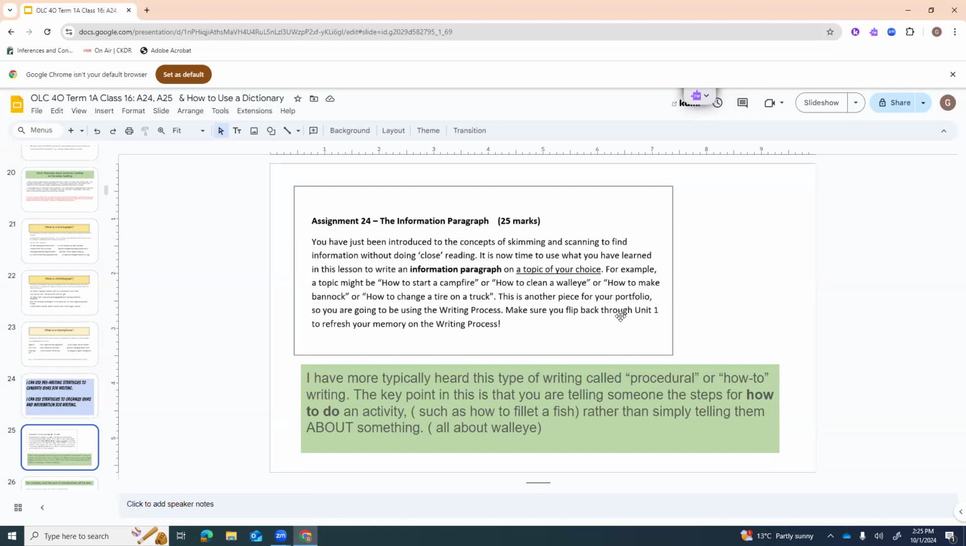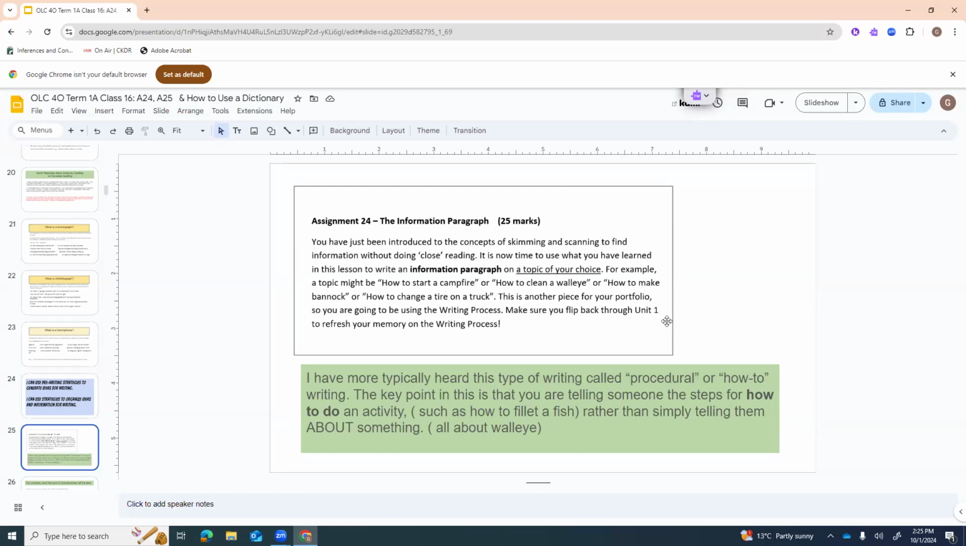You've just been introduced to the concepts of skimming and scanning to find information without doing close reading. Now it's time to use what you've learned to write an information paragraph on a topic of your choice. For example, a topic might be how to start a campfire, how to clean a walleye, how to make bannock, how to change a tire on a truck.